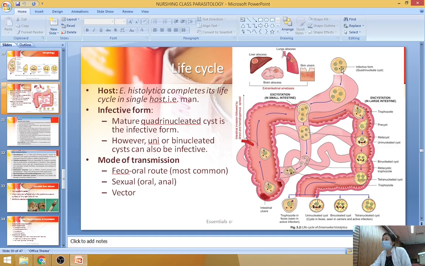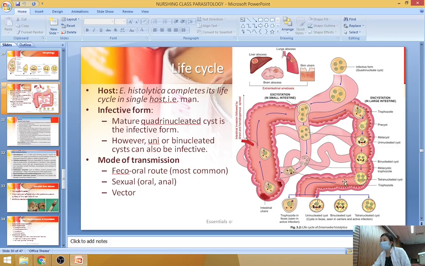Then after that it comes to the small intestine, and the 1, 2, 3, 4 nuclei are still intact. After that, what is this called? This is the metacystic stage. They are coming, and then they will shed their ectoplasm and all. Then after that, they become naked, with 1, 2, 3, 4 nuclei.